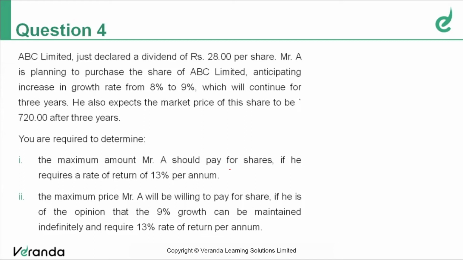You are required to determine: one, the maximum amount Mr. A should pay for shares if he requires a rate of return of 13% per annum. Two, the maximum price Mr. A will be willing to pay for the share if he is of the opinion that the 9% growth can be maintained indefinitely and requires a 13% rate of return per annum.